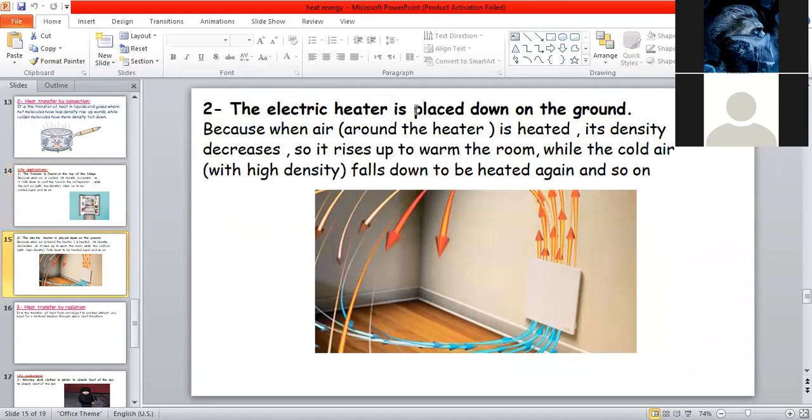And the electric heater is placed on the ground. Why do we put the heater at the bottom of our room? Because when the air around the heater is heated, its density decreases, so it rises to warm the room, while the cold air, with high density, falls to be heated again, and so on. These are the live applications of heat transfer by convection.